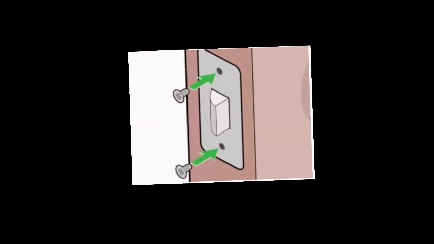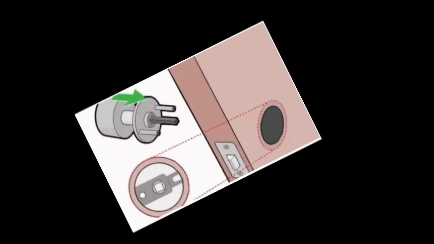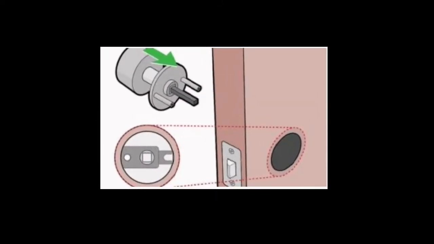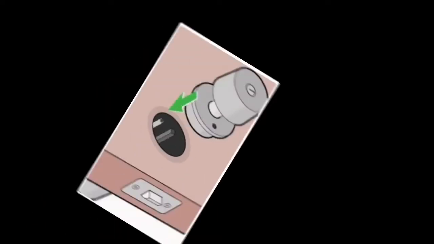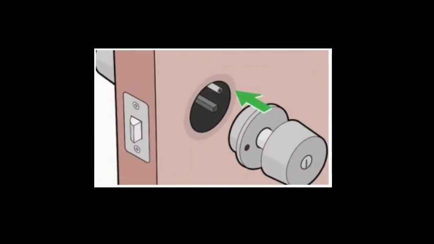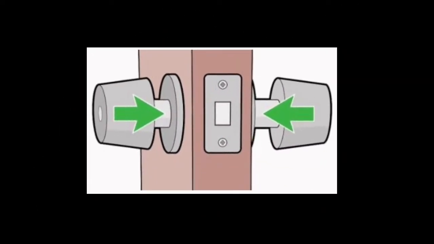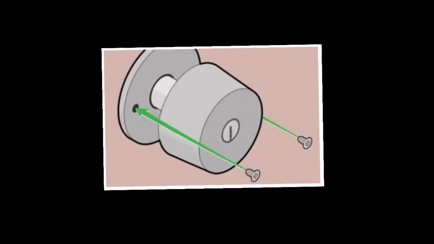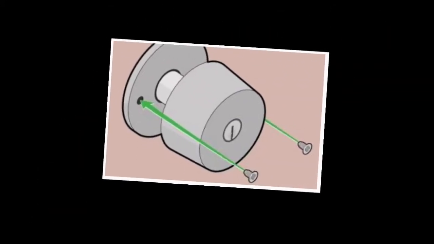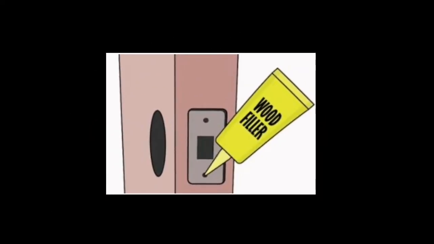Step 5. Secure the latch with 2 screws. Step 6. Secure the first half of the doorknob in through the latch. Step 7. Align the second one to the first half. Step 8. Push the 2 sides together. Step 9. Secure with screws. Step 10. Use wood pulley to secure loose screws.